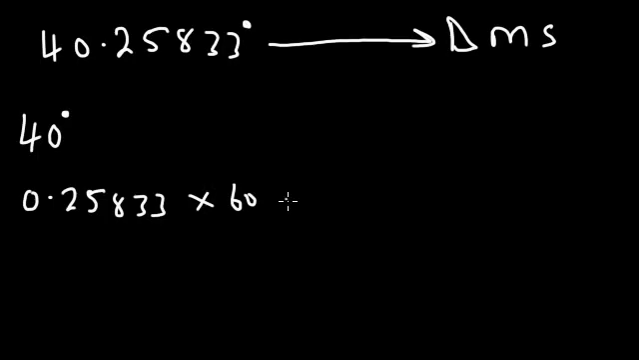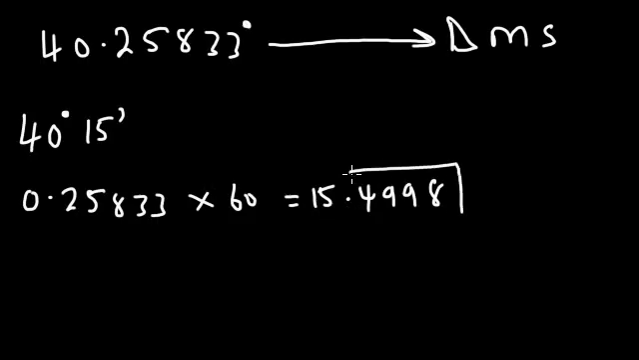So multiplying 0.25833 by 60, I have to use my calculator for that. 0.25833 times 60, then I got 15.4998. Now at this point, take this whole number, as that will be the conversion rate in minutes. So now we have 40 degree, 15 minutes. The notation we use to represent the minute is this prime.